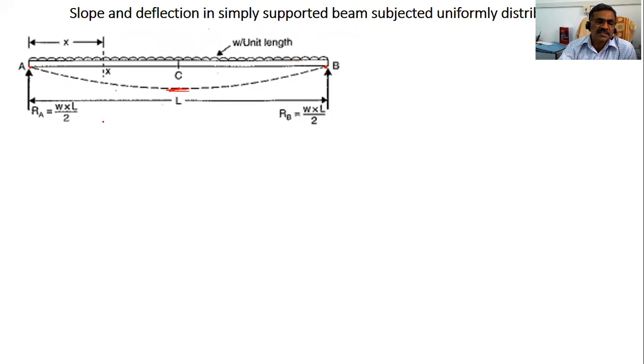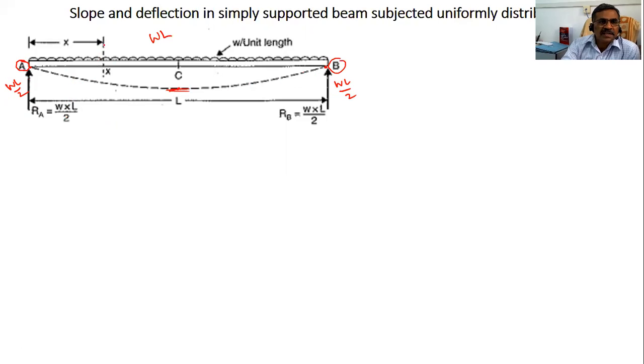The first step here also is to find the reactions at A and B. Here the load w is per unit length, so the total load will be w into L. Half of the load will be supported at A and half of the load will be supported at B. So the reaction will be wL by 2, here also wL by 2.